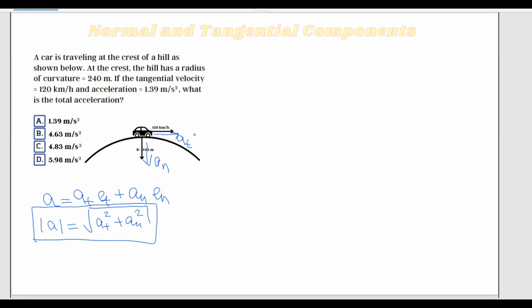Now, going back to what the problem is providing us, we have the radius of curvature. So let's write down what we are given: the radius of curvature is equal to 240 meters. Next, we have the tangential velocity, V is equal to 120 kilometers per hour. And also we are given the tangential acceleration, which equals 1.39 meters per second squared. So the only thing we have to calculate or find out is the normal acceleration.